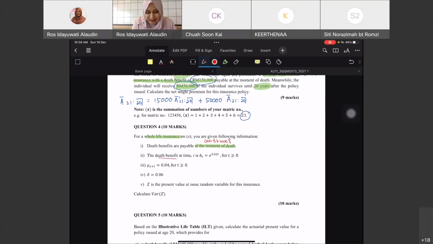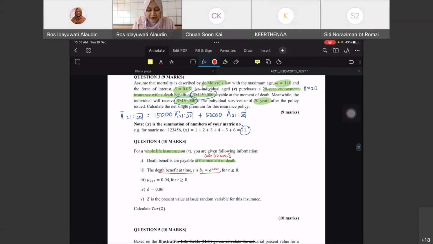So the death benefit at time t, b_t, is equal to e^(0.02t). This is different from the previous question. In the previous question, the benefit is a constant value, we have 150,000, we have 50,000. So now we have a function, so it's not constant. We have mu x plus t, delta, and now you have to calculate the variance.